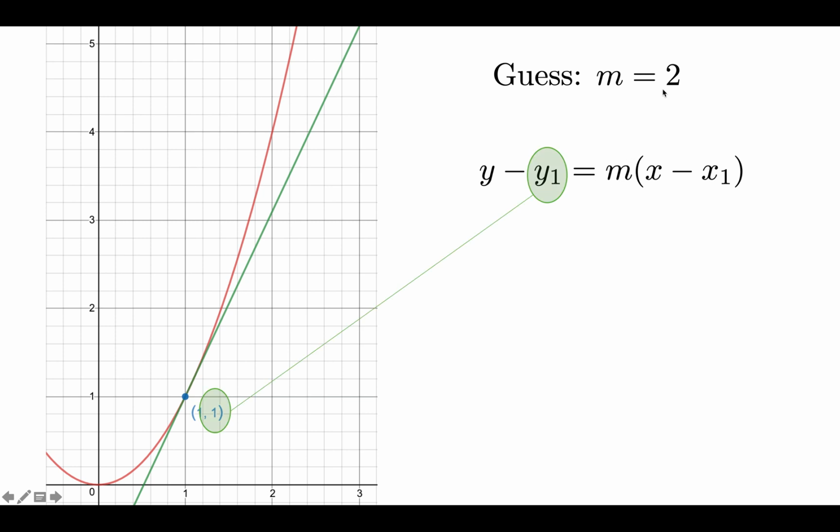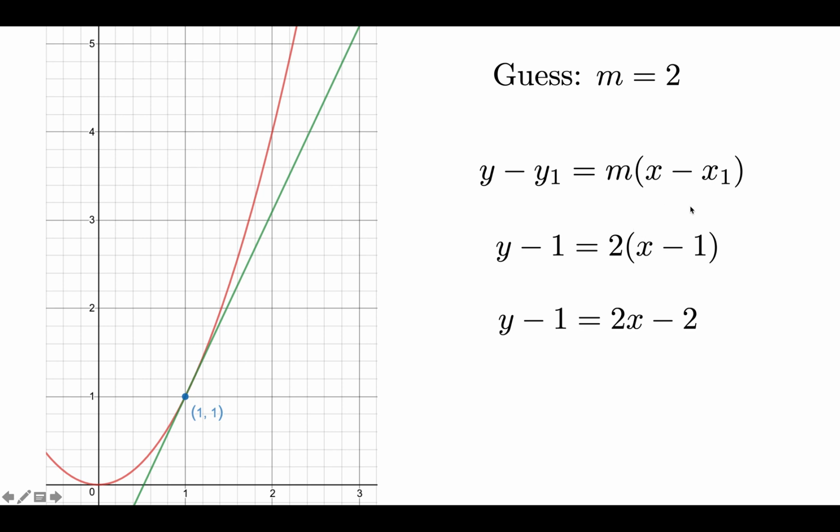Okay, so for y1, I'm going to plug in 1. For x1, I'm going to plug in 1. And for m, I'm going to plug in our guess for the slope. Okay, so I plugged in those 3 numbers. And then I'm just going to make this look like a y equals mx plus b line. I'm going to distribute the 2, so 2x minus 2. And then I'm just going to add this 1 to both sides. So plus 1 will get rid of it over here on the left, and plus 1 will give me minus 1 over on the right. Okay, so this is our best guess for the tangent line there.